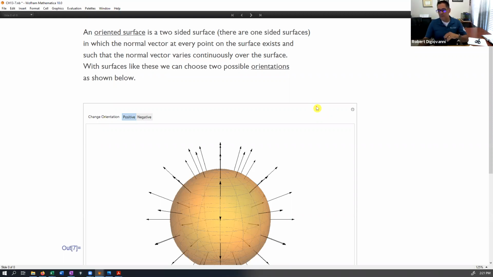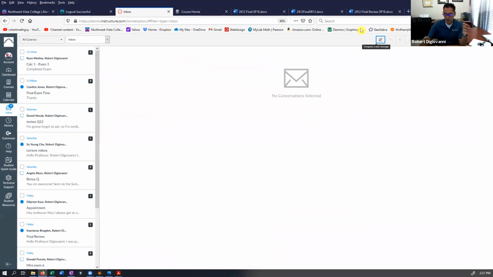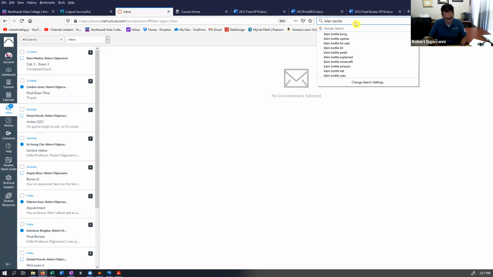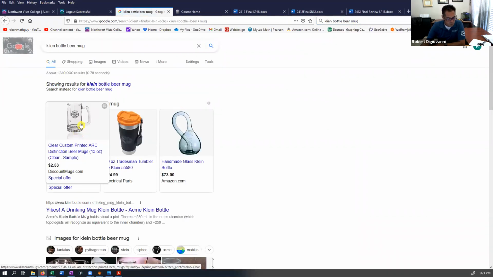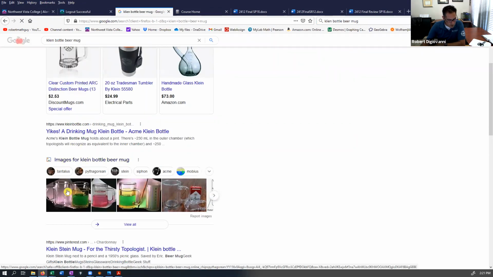So when I was in grad school, my buddy owned a bar, and I used to work at his bar, just help clean up and stuff, and he let me drink and stuff. And he bought me a mug that was a Klein bottle mug. Let's see if we can find it. Yeah, this is it right here.